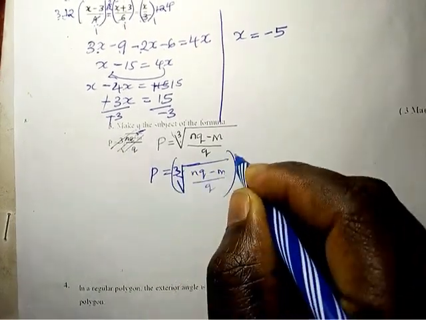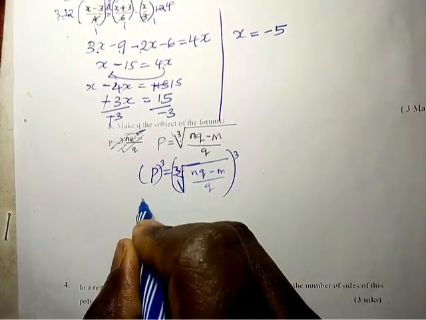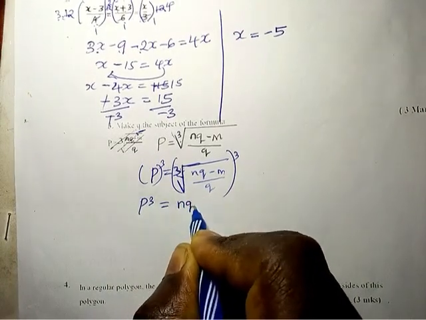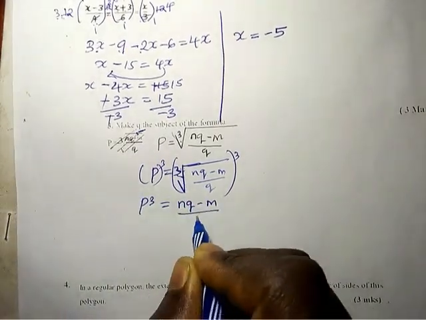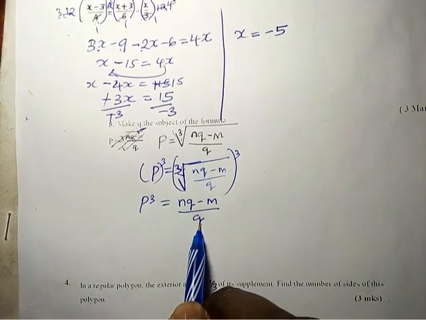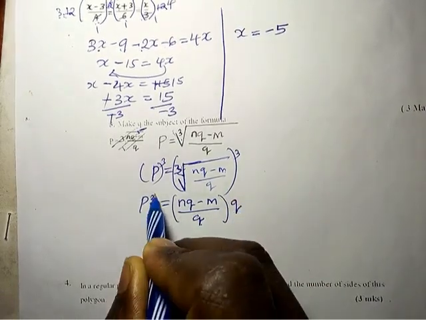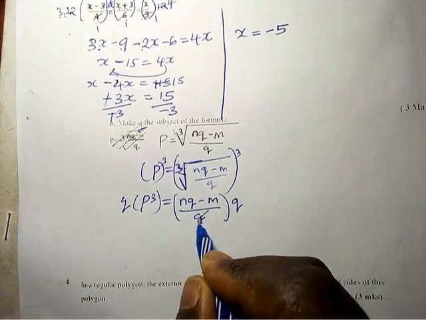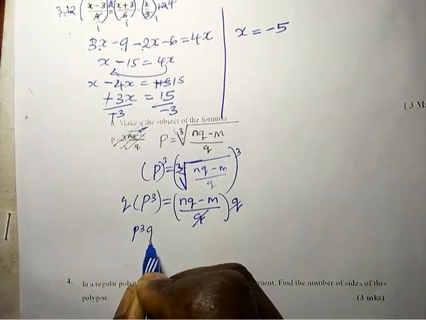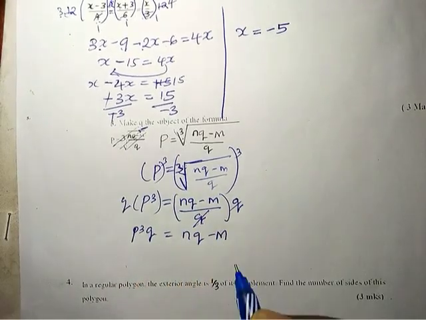Now we cube both sides. When you cube both sides, you remove the cube root. Now we are going to have p cube is equal to nq minus m divided by q. So the next thing, we remove this denominator under q. We do that by multiplying both sides by q. So we will have p cube q is equal to nq minus m.